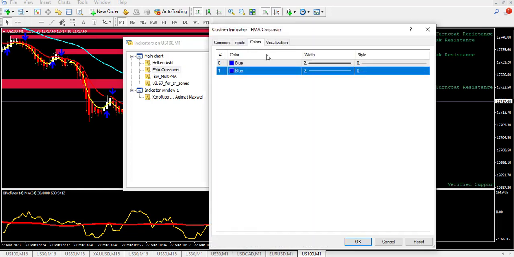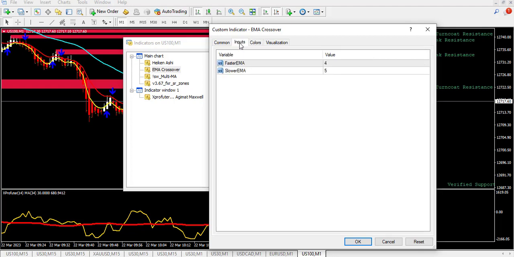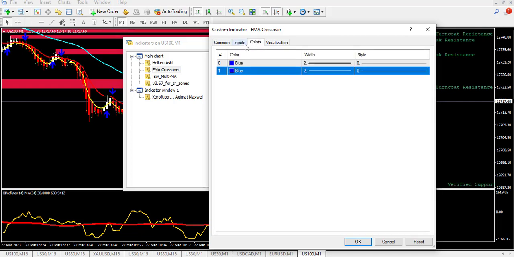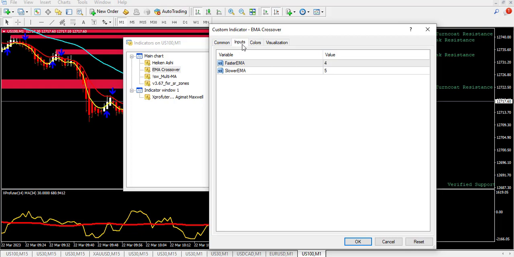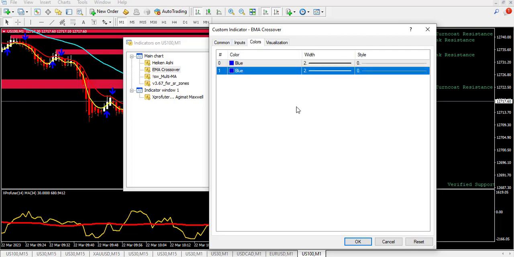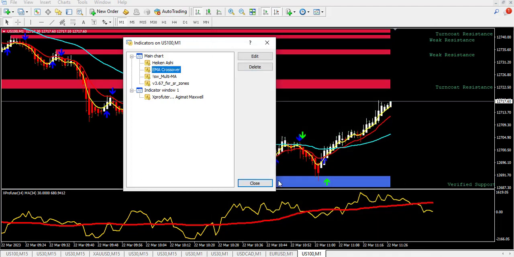The second indicator that gives us this blue arrow is this particular indicator, and here is the MA that I use. You can adjust this particular MA. The fast EMA is 4 and the lower EMA is 5. You can adjust it, but this is what I use since I combine it with the other green indicator. So these are the values. Just click OK when you are done.